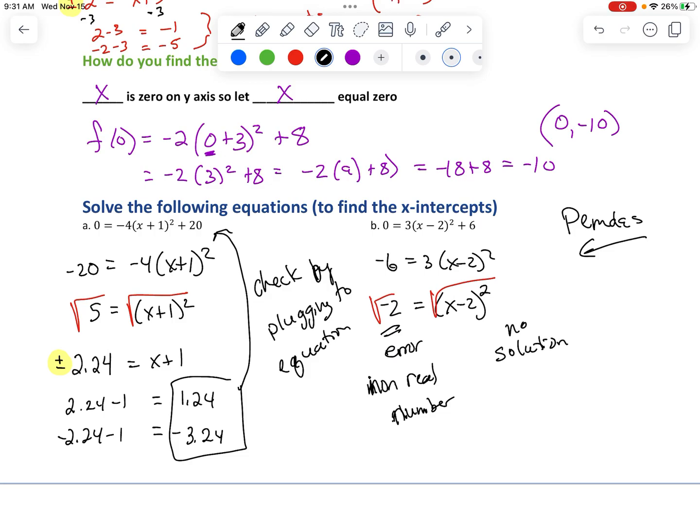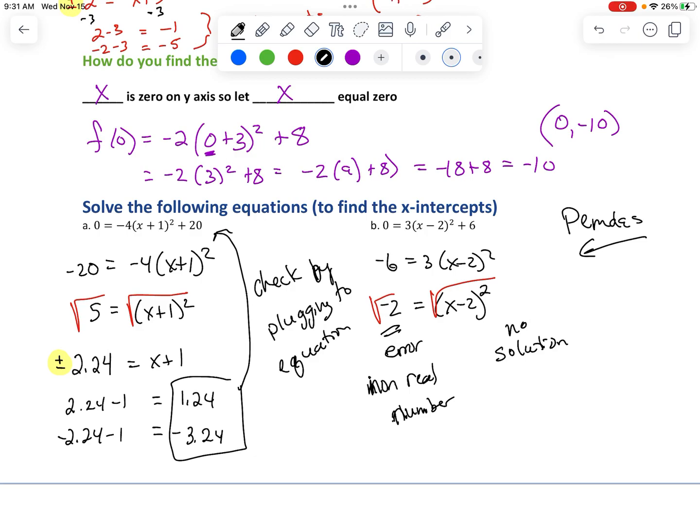So here there is no solution. If we were looking at x-intercepts, there would be no x-intercepts. This parabola would be above the x-axis totally or below the x-axis totally. It does not cross it. So in A here, it crossed it just at decimal values. But for B, it won't cross the x-axis at all.